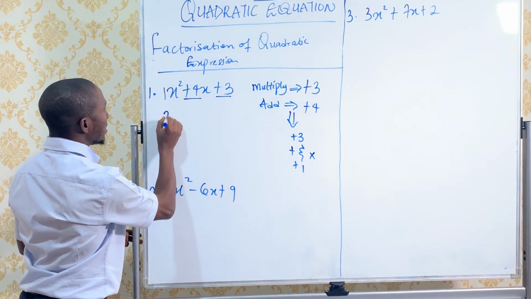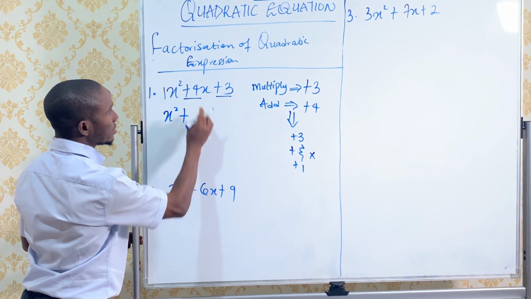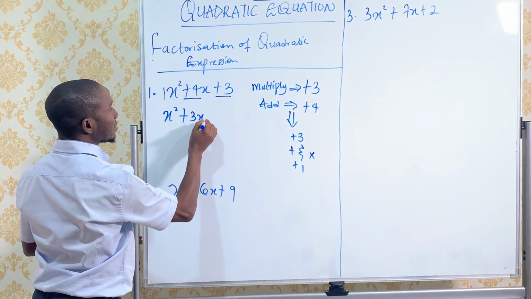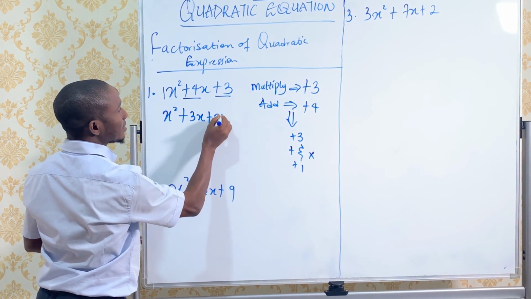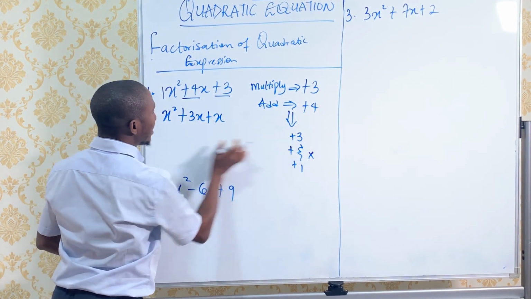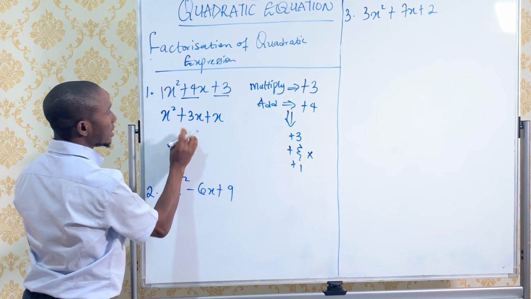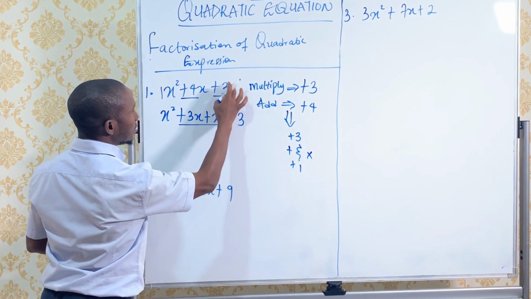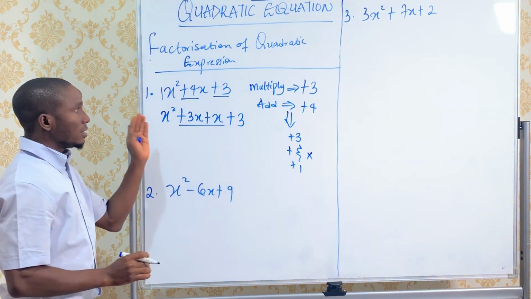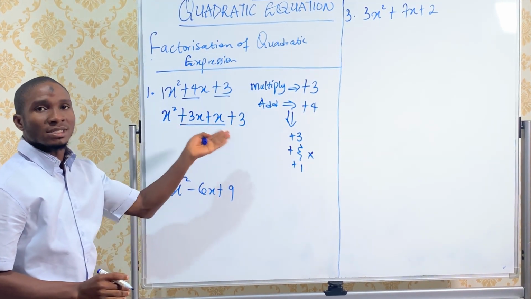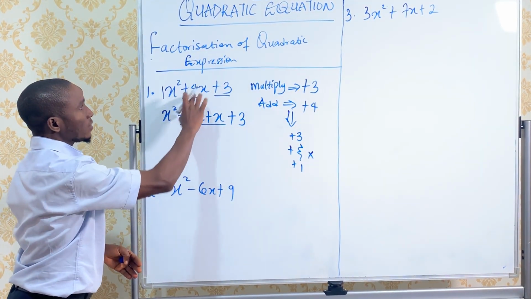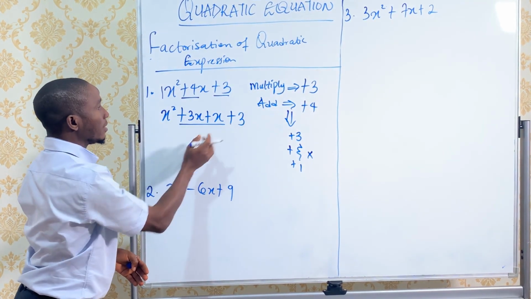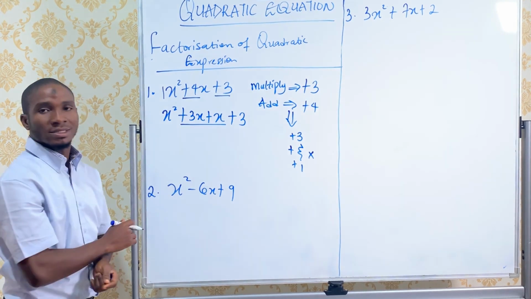That means we can say x squared plus, the plus 3 and plus 1 will replace the 4x. It will be 3x plus 1x. This will replace 4x, then plus 3. The expression is still the same thing. x squared, then 4x is now 3x plus x, then plus 3. Now, we can factorize this.